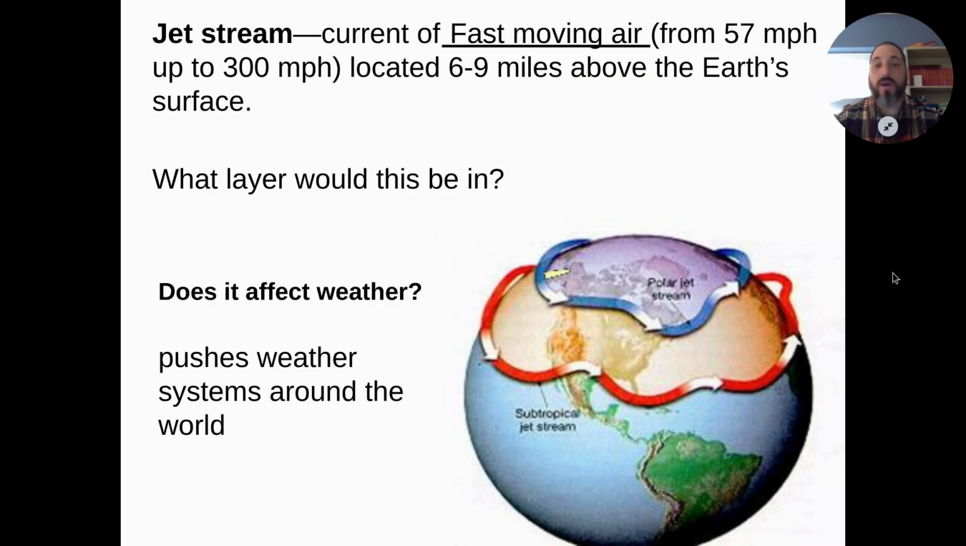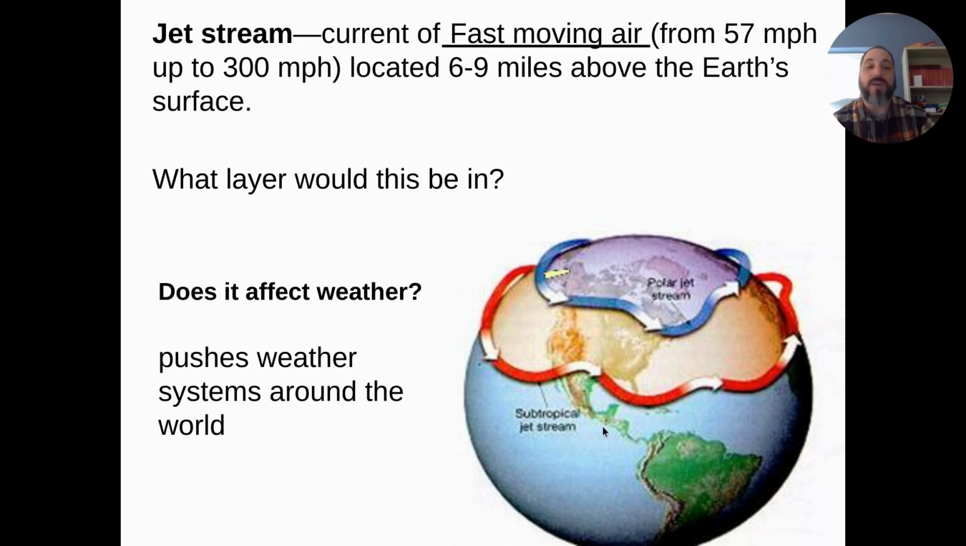All right, so how are these low and high pressure systems being moved around the Earth? Well, they're being moved by global planetary winds, and one of those is our jet stream. They're being moved by a fast moving stream of air called the jet stream. It's located about 6 to 9 miles above the Earth's surface. So that puts this in the troposphere.